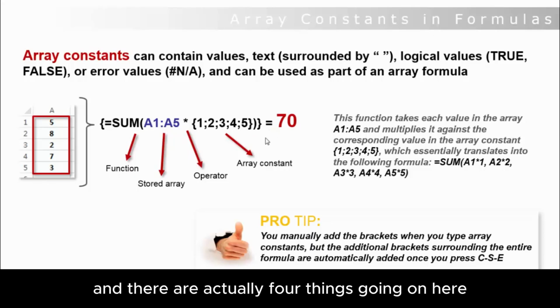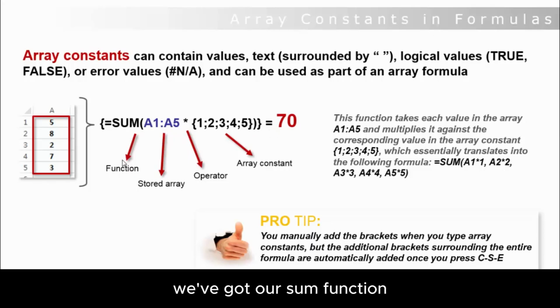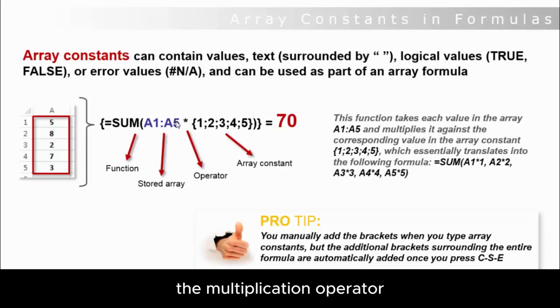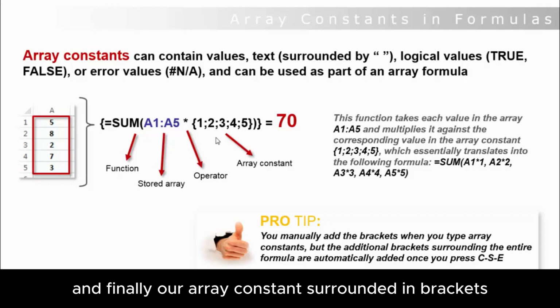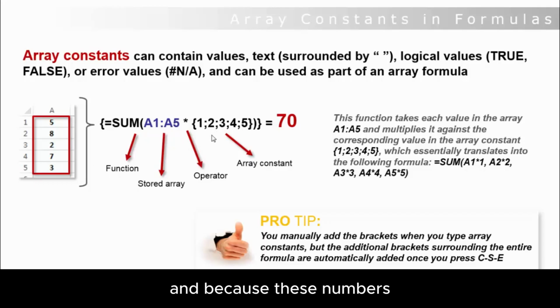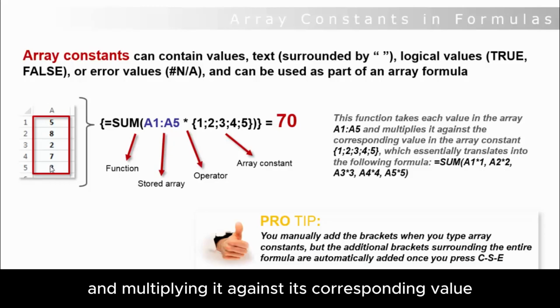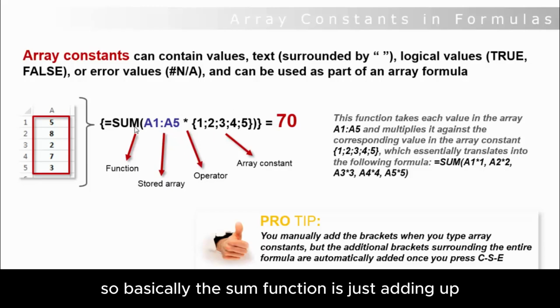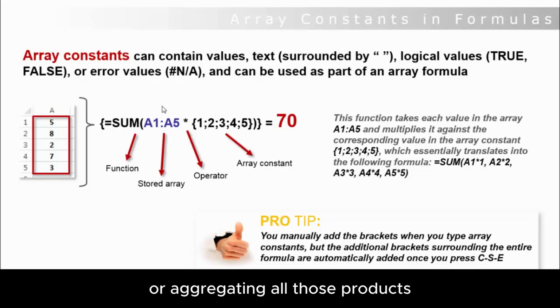And there are actually 4 things going on here. We've got our sum function, a stored array, which is just the reference to A1 through A5, the multiplication operator, and finally our array constant surrounded in brackets. And because these values are delimited by semicolons, I know this is a vertical array constant. So all that this function is doing is taking each value in the array from A1 through A5 and multiplying it against its corresponding value in the array constant that we've nested in here. So basically, the sum function is just adding up all of those products.